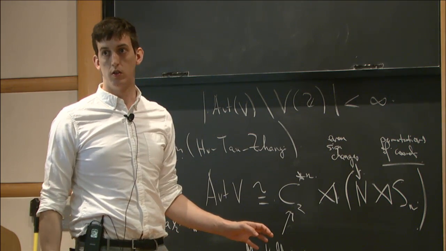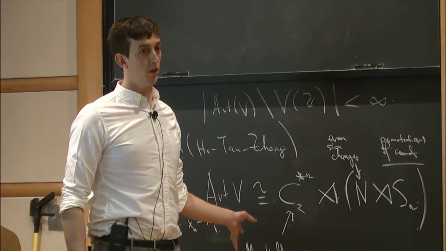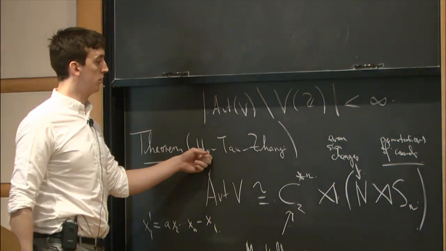Any questions so far? So those are all the automorphisms? These are all the complex automorphisms. There are no others. It's their theorem that there are no others.